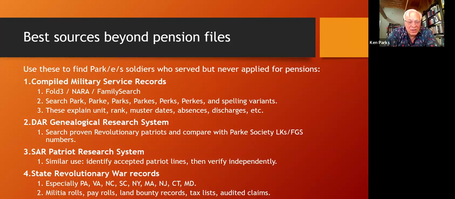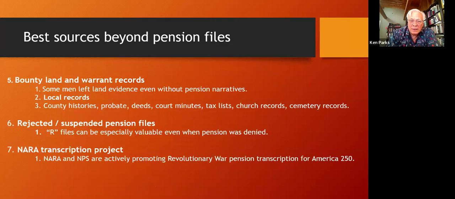And then, of course, there are the DAR and SAR systems, Daughters of the American Revolution, Sons of the American Revolution, and we'll take a look at those in just a moment. There are other state resources and other places where we can find different kinds of records, militia rolls, payrolls, land bounty records, and so forth and so on.